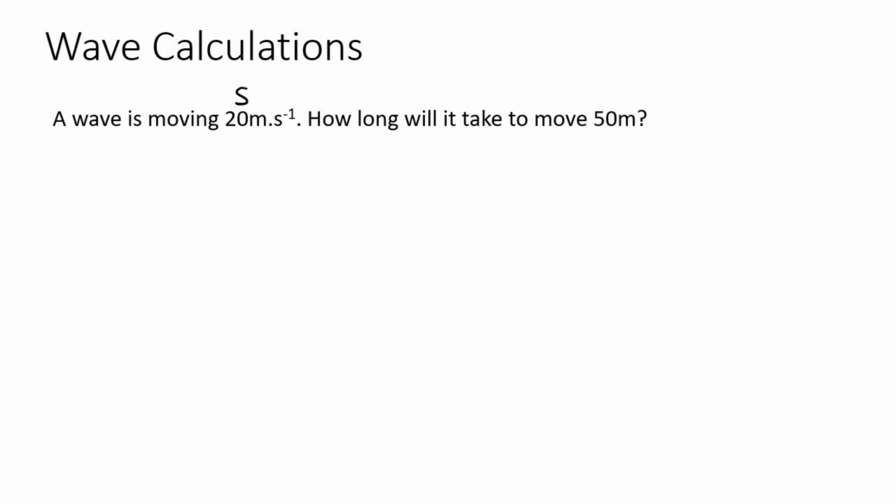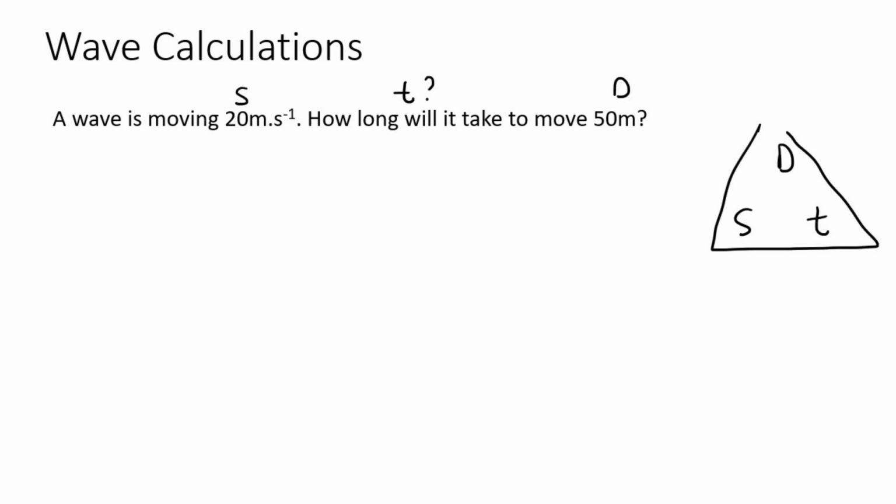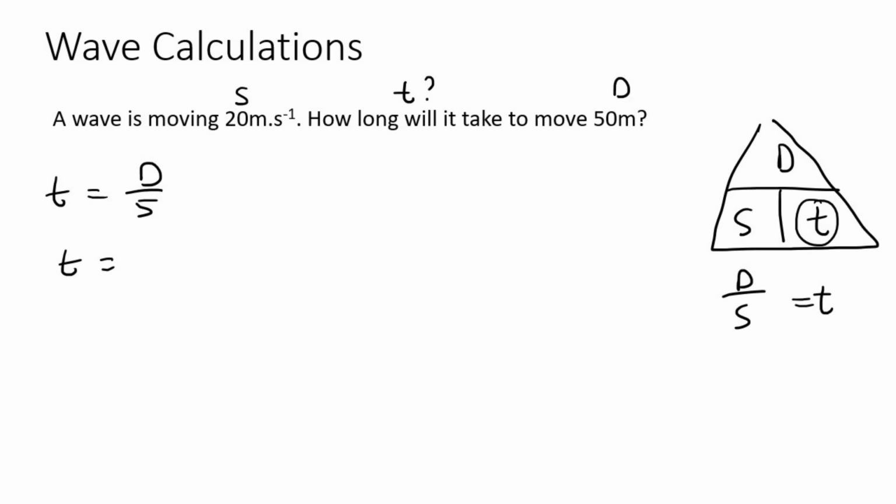How long will it take? So that's time that they're looking for. If it needs to move 50 meters, so that's a distance. Okay, so here we're going to use the distance, speed, time formulas once again. And so they want to know how long, so we need to work out time. So time is equal to distance over speed. That's going to be a distance of 50 and a speed of 20. And so if you work that out, you're going to end up with 2.5, and then that would be measured in seconds.